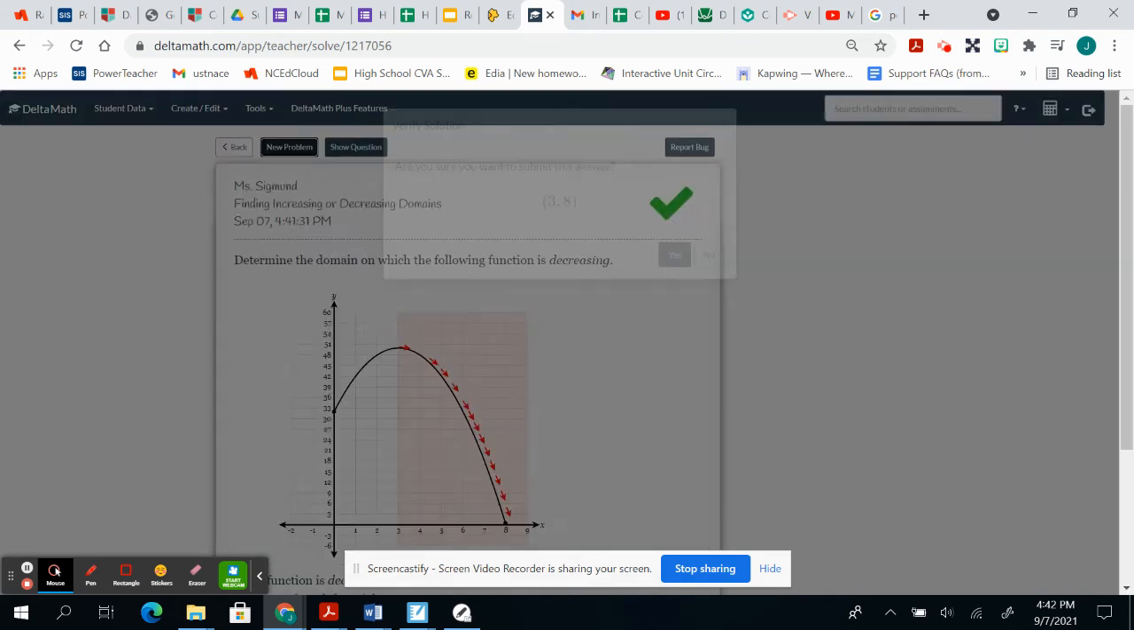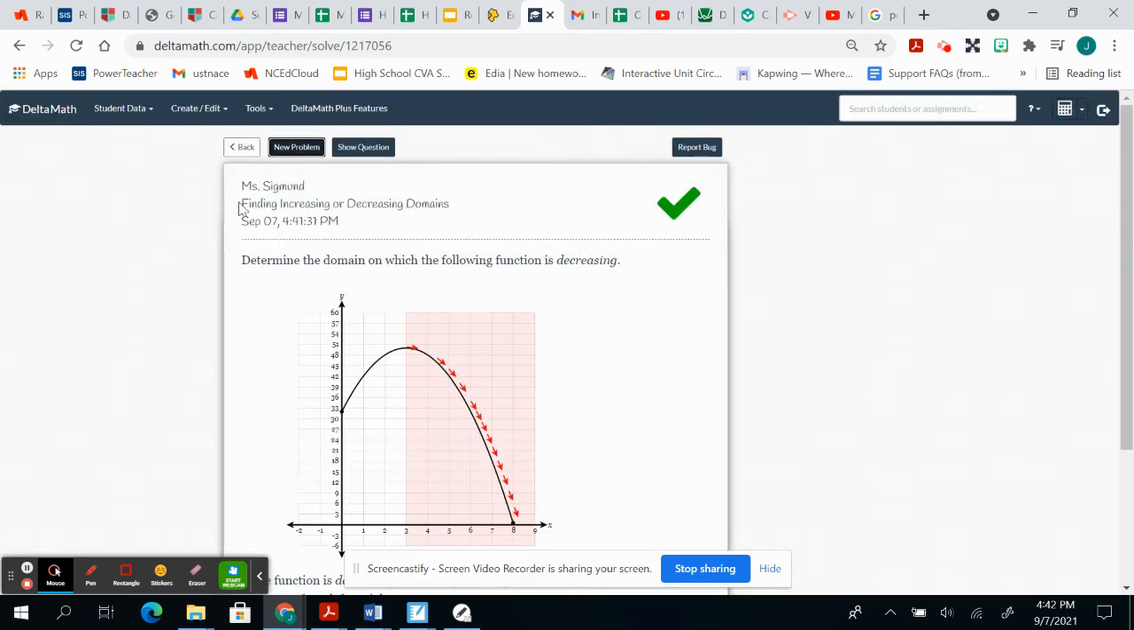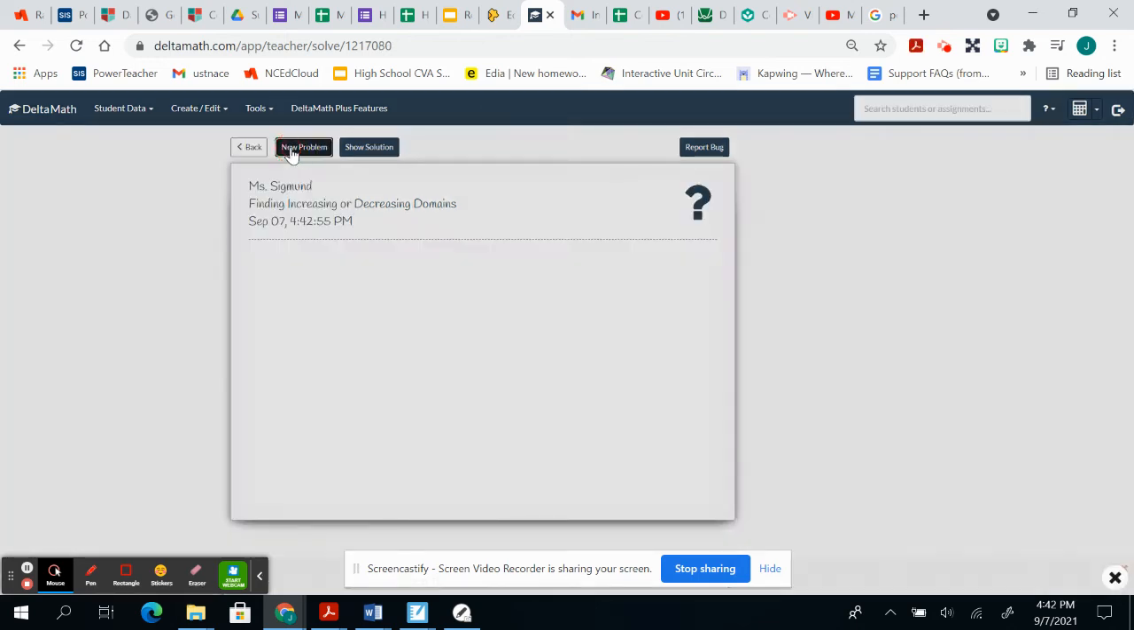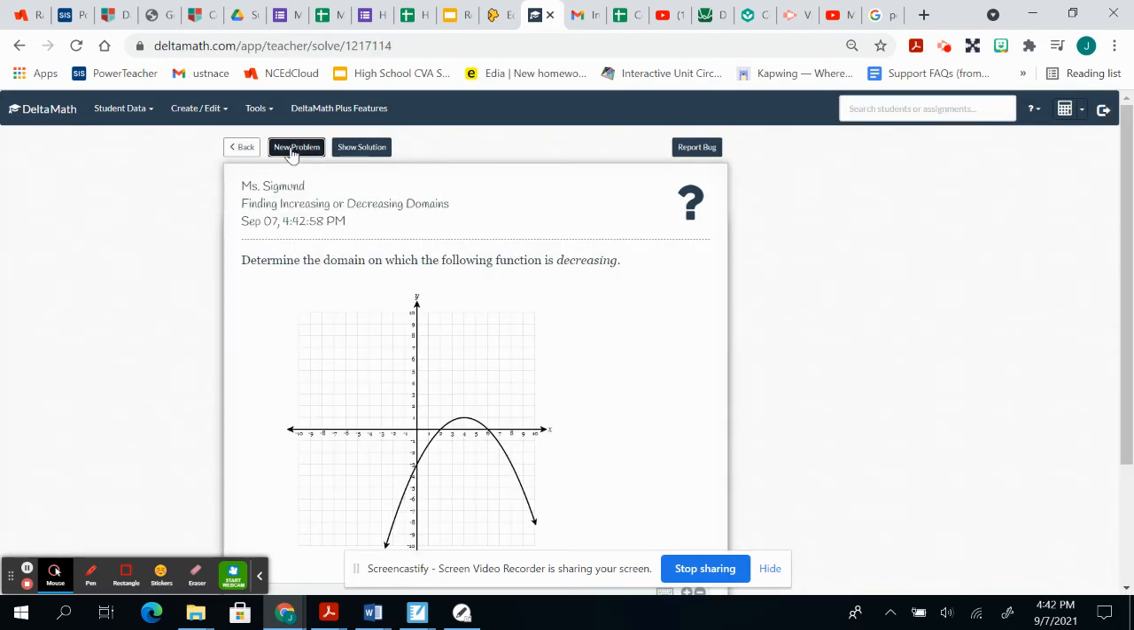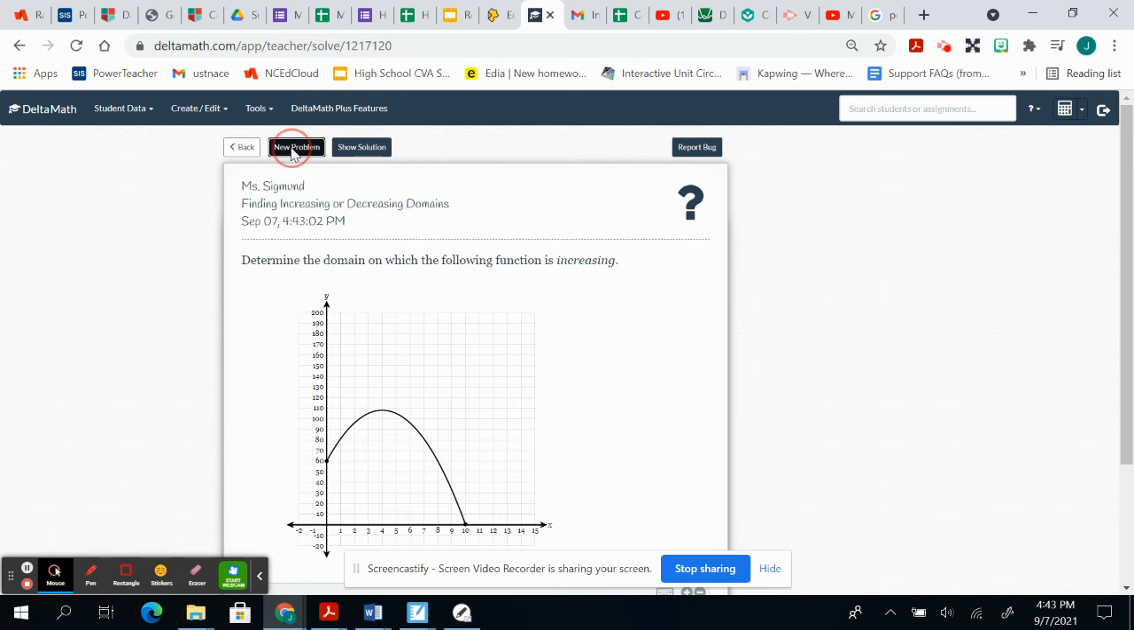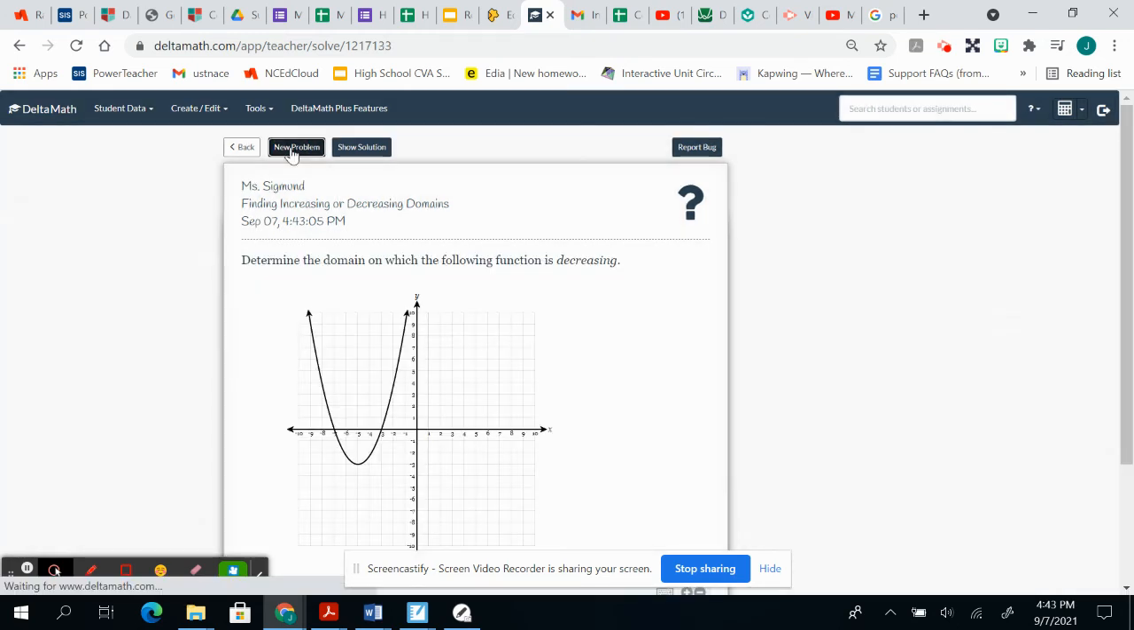So that should be it. For all actual increase, decrease, positive, negative, it is going to be parentheses, no square brackets. Because again, on those points, it's not going up or down. It's not going positive or negative. It's just standing there. Let's see if I can get us away from some quadratics. We'll try one more. Nope.